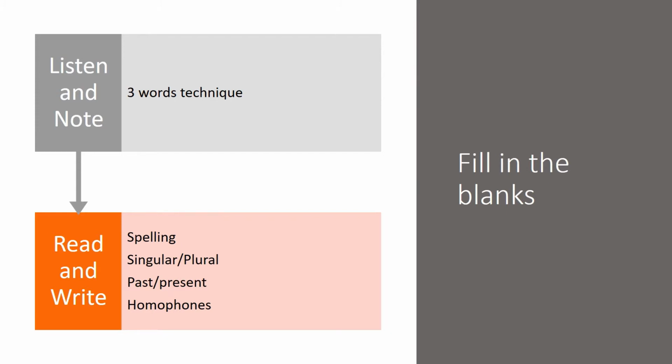Now once the recording is over, you read the sentence containing the gap and fill the gap with the correct word. And while doing this, you think about the spelling, whether the word should be in the singular or plural form, whether it should be a verb in past or present form, or whether it could be any homophones, which is pronounced in the same way but is spelled in a different way. And this is how you do these questions.